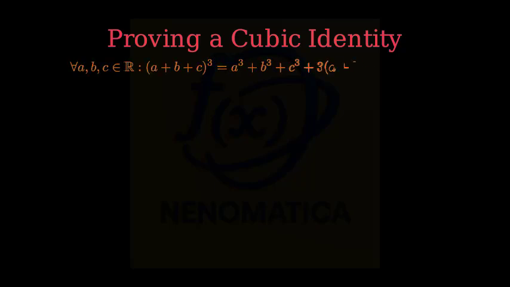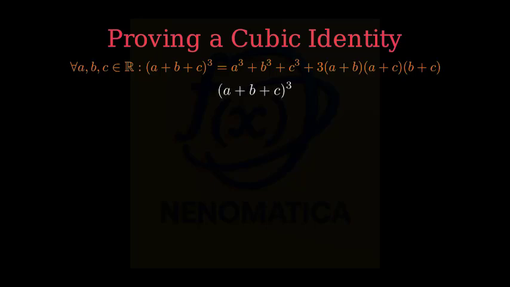We will prove that for all real numbers a, b, and c, the cube of their sum, (a + b + c)³, equals a³ + b³ + c³ plus 3 times the product of (a + b), (a + c), and (b + c). Let's work through this proof step by step.